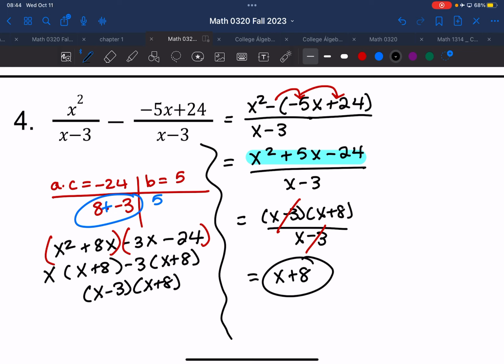Any questions on 4? Majority of your problems are going to look like this, where we're going to have to use the skills of factoring to factor something and then cancel. Okay.